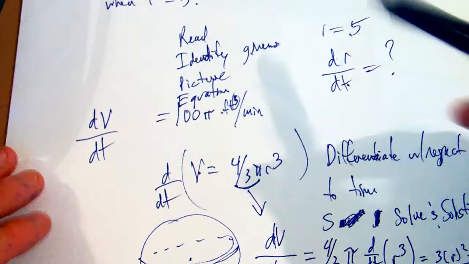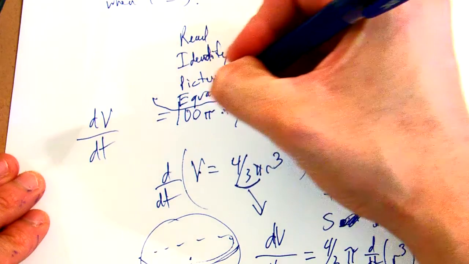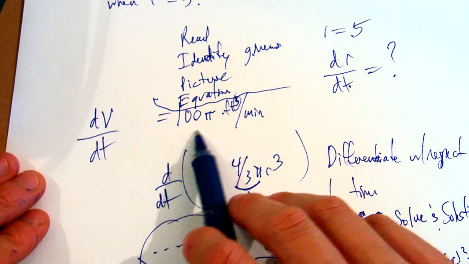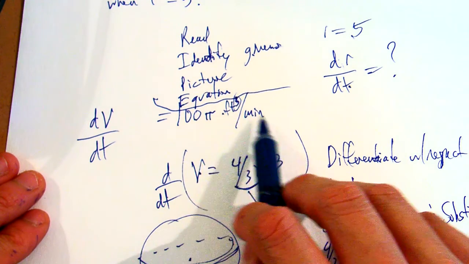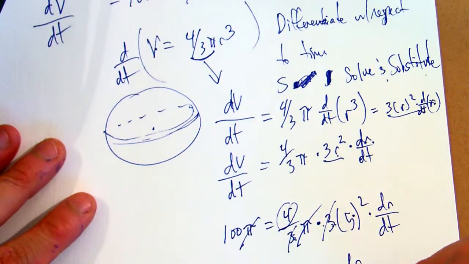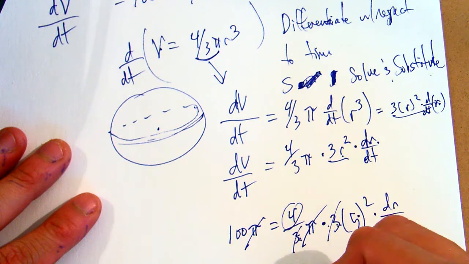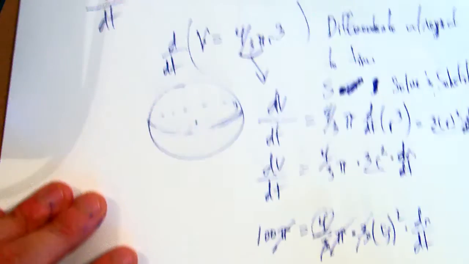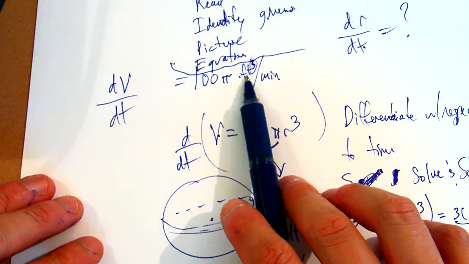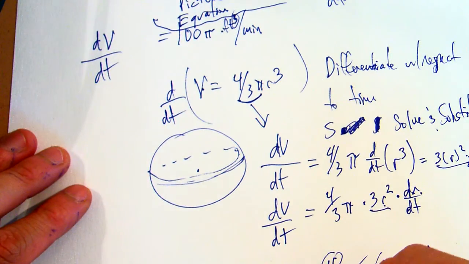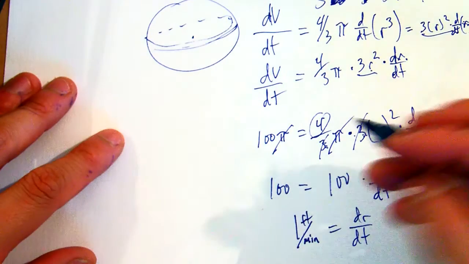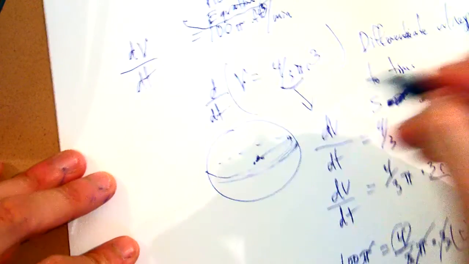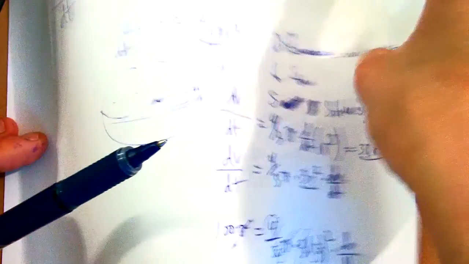Now look at the units. dV/dt was 100 feet cubed per minute, so this is minute, that's the time. But what is the distance unit? Feet. So it's feet per minute. It's not cubed because r is a radius, one-dimensional, and a volume is three dimensions, right? And this is how you would solve this one.